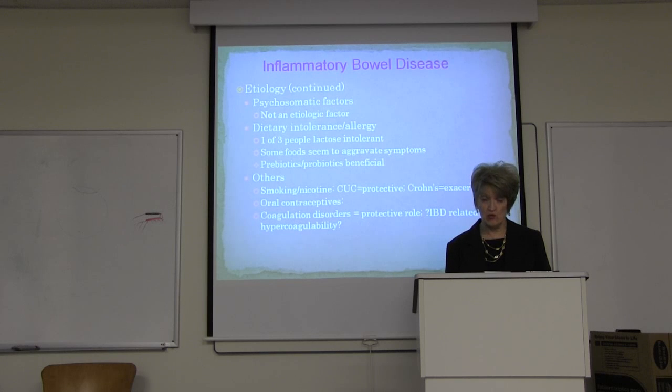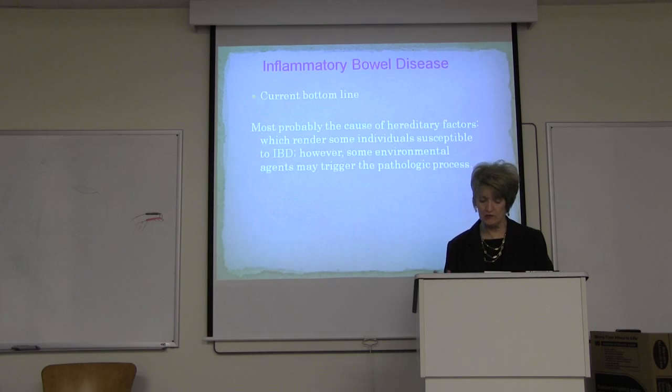What I want you to know, what you would tell your patient, is the bottom line. And the current bottom line is that hereditary factors make some individuals high risk, much more susceptible. And that then something triggers the inflammatory process. And that once that inflammatory process gets triggered, then it kicks into that autoimmune disorder where it's very, very hard to control the inflammation, very hard to turn off the process. Most likely the triggering factor is abnormalities in the bacteria within the lumen of the bowel.